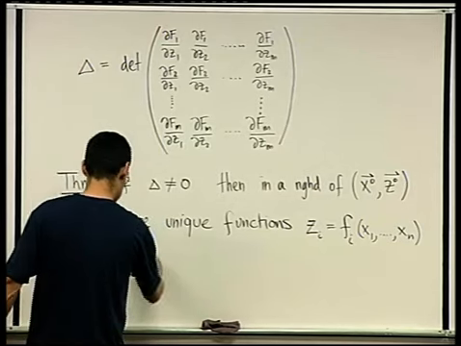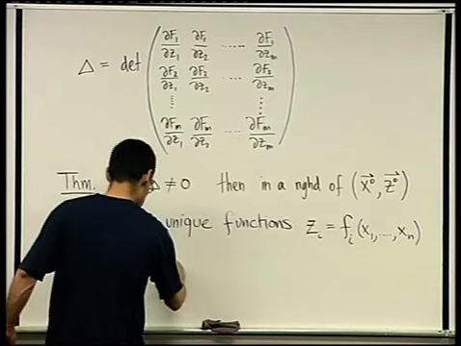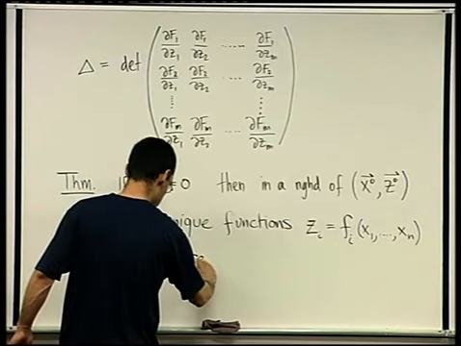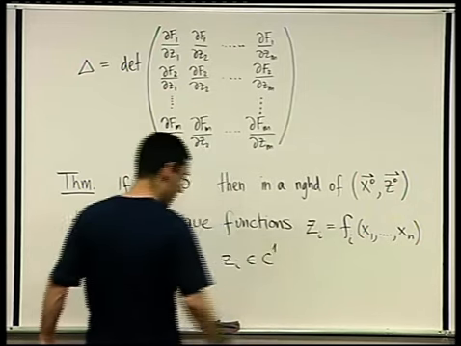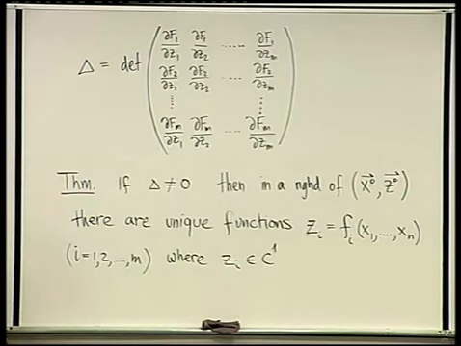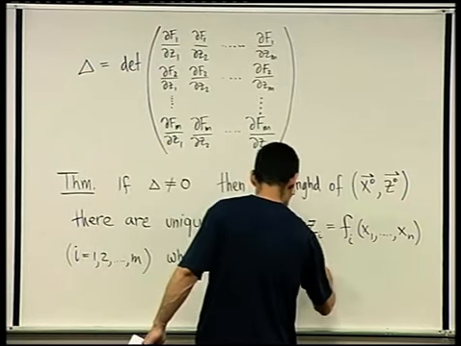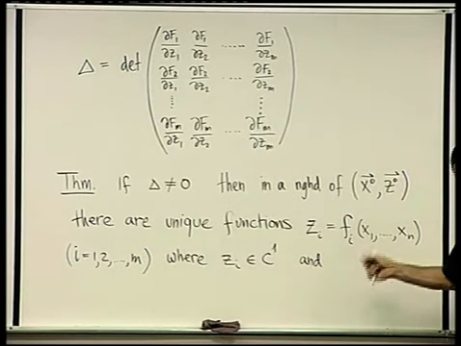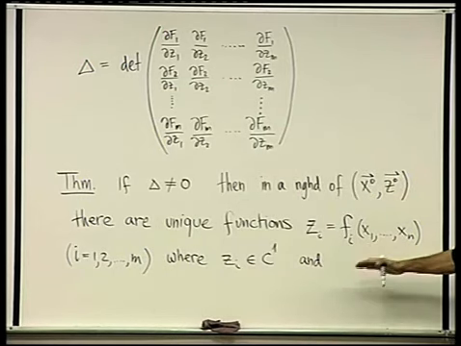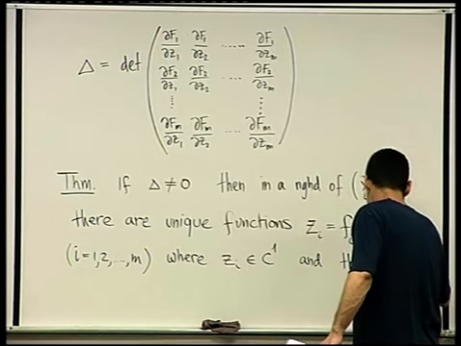There are unique functions Zi, where Zi, each of them is a C1 function, continuous partial derivatives. And I'm going to write this a bit vaguely. I don't want to get into the precise details, but we'll see in an example how we do it. And the partial derivatives.